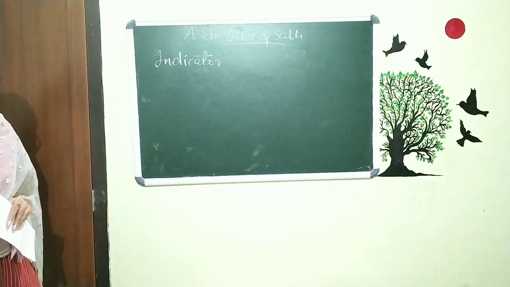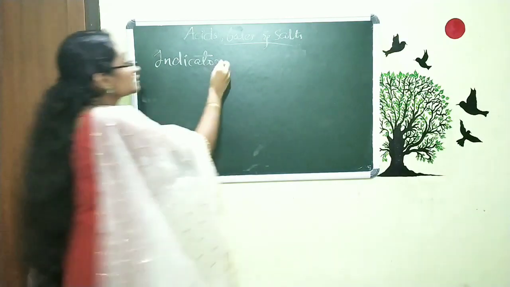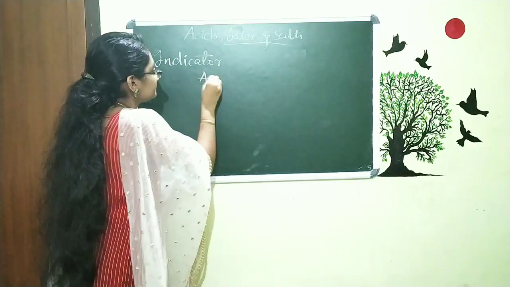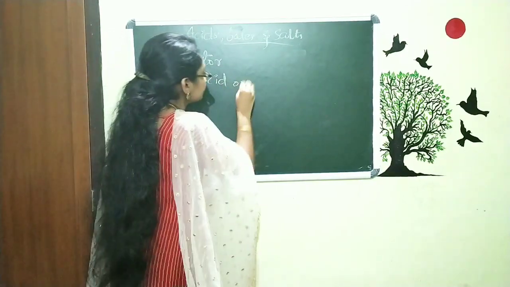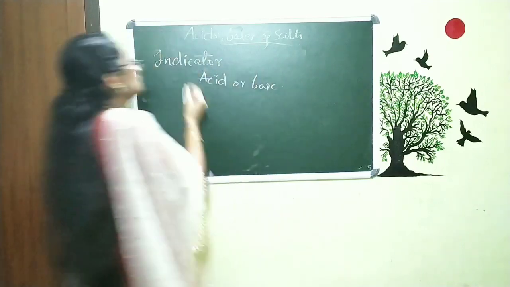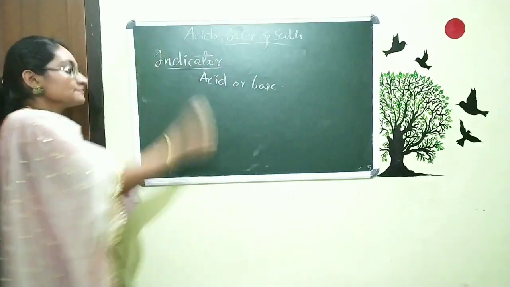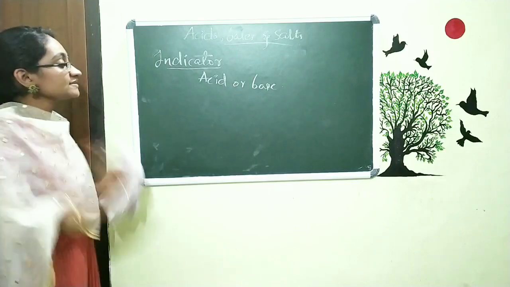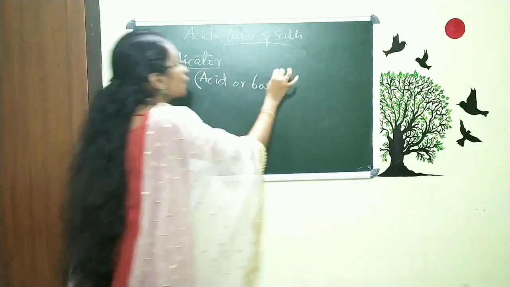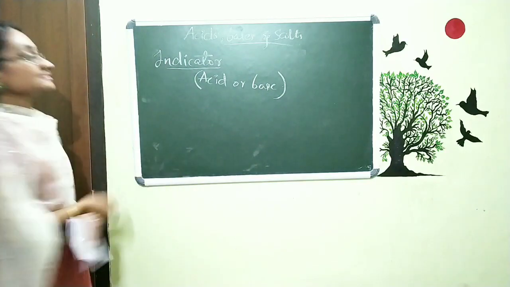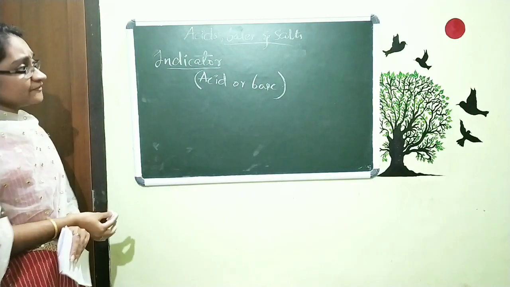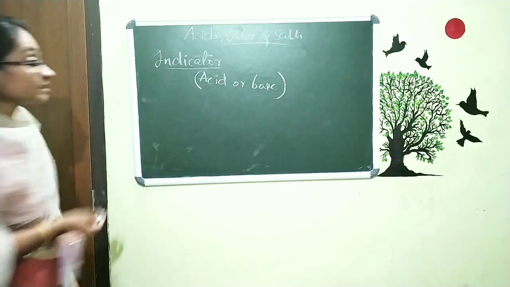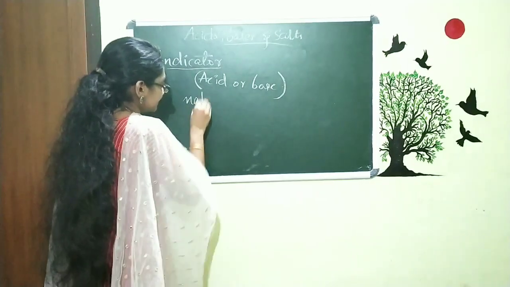An indicator is a substance that we use to identify whether a particular substance is an acid or a base. There are different types of indicators. In your 7th standard, you studied about natural indicators.